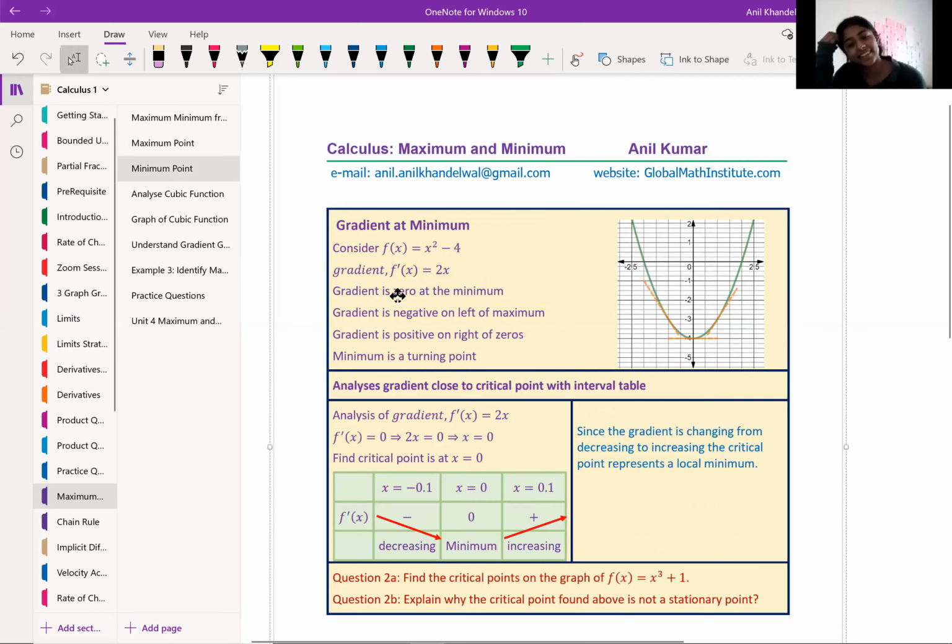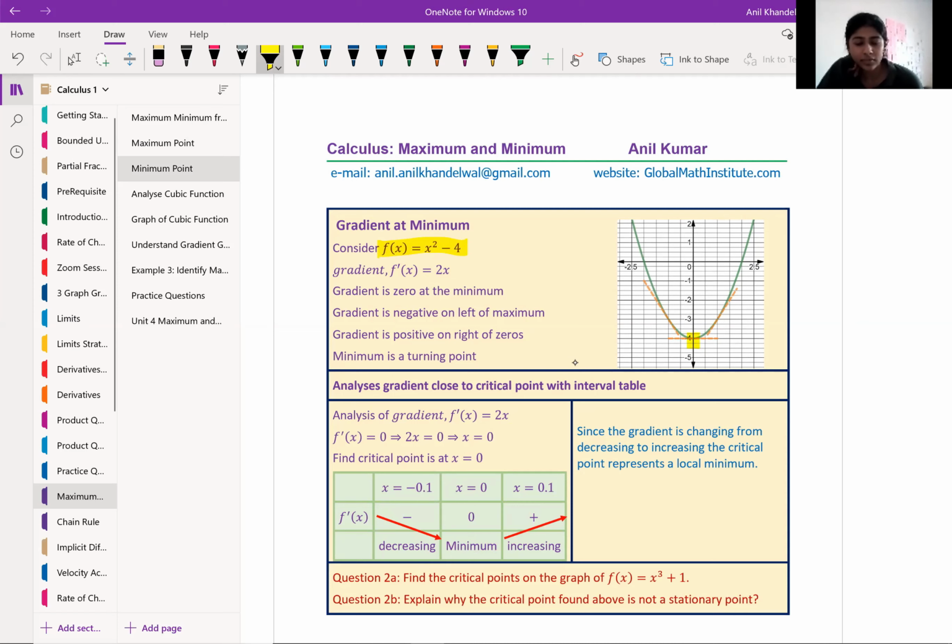Okay. Now let's analyze the graph where the parabola is opening upwards. We flipped it. And this time, as you know, the function is f of x equals x squared minus 4. So as you know, now the parabola has the minimum value at minus 4, correct? At x equals 0, the minimum value is minus 4, correct?